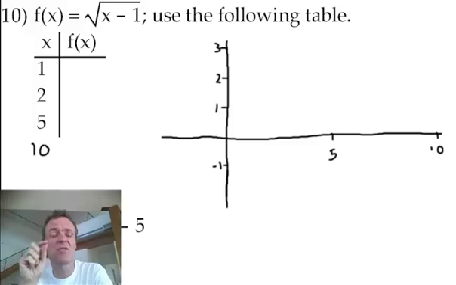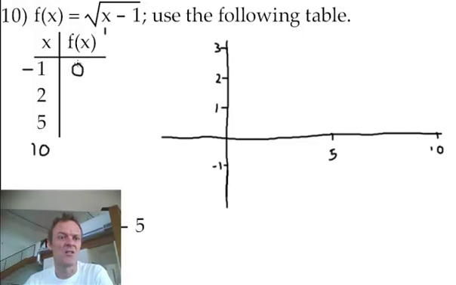So really, this is up to you on the test. Right now, we've been given a little table to use because, watch. When x is 1, what's 1 take away 1? It's 0. What's the square root of 0? It's 0. So when x is 1, 1 take away 1 is 0. I can square root 0.